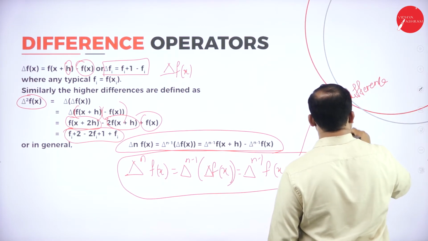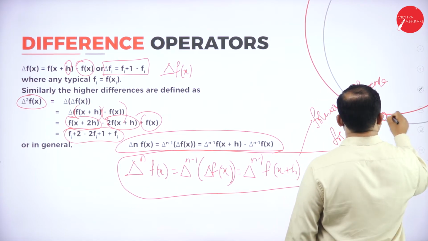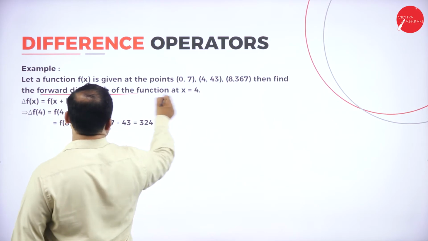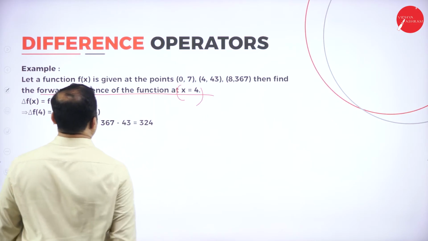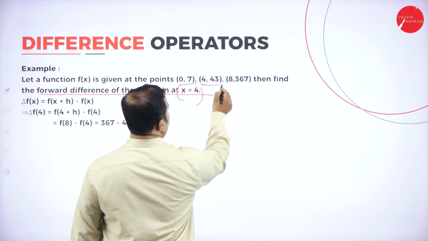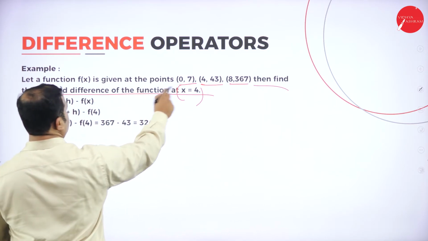For higher order, this is how we are going to calculate that. The forward difference can be calculated for the function where x equals 4. This is to be calculated. What is the initial value? 0, 4, 7, 4, 43, 8, 367. Then find out the forward difference of the function.